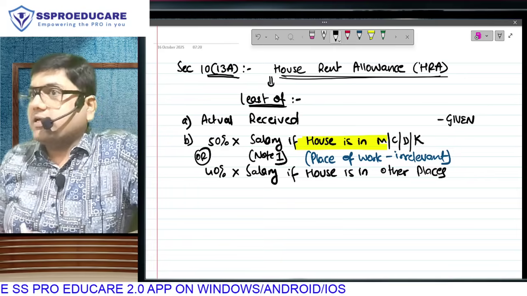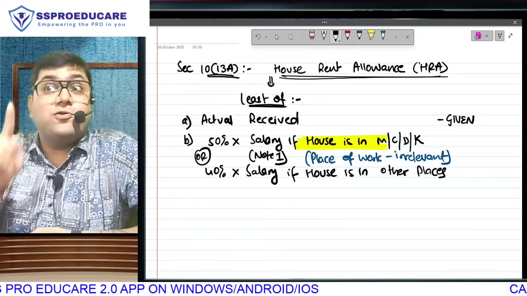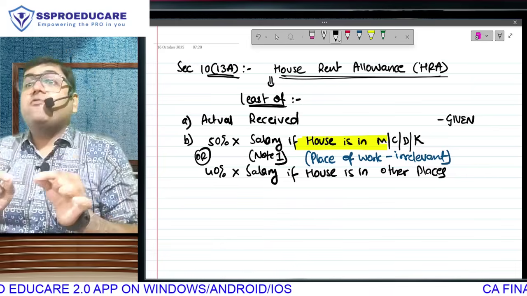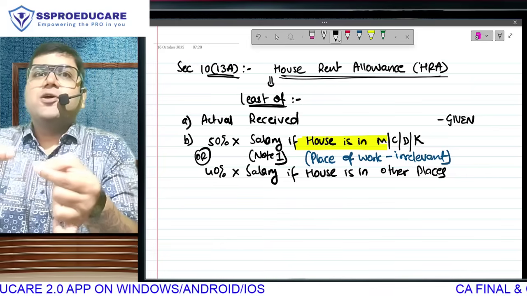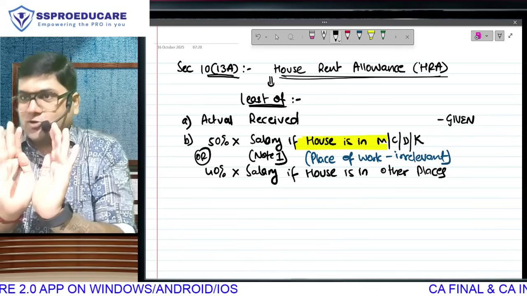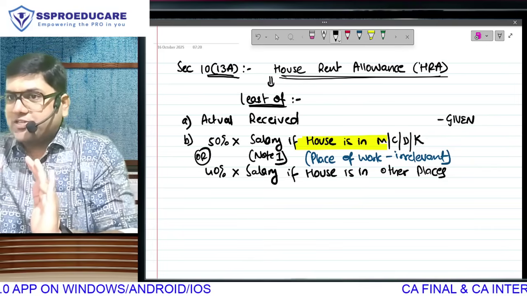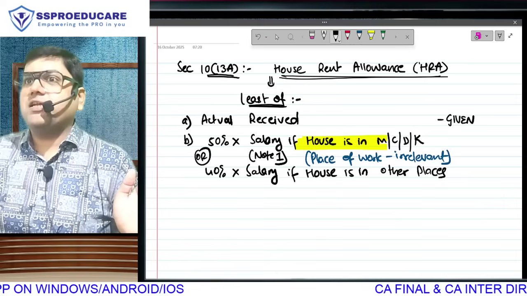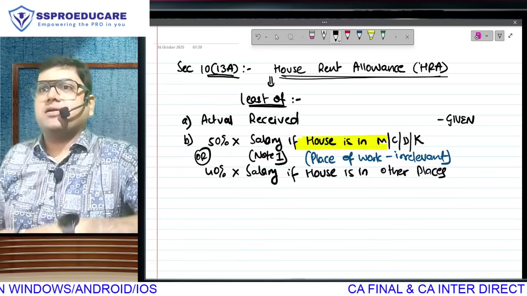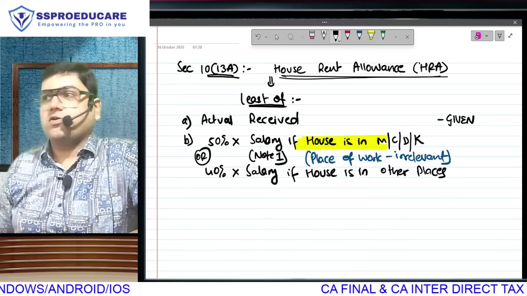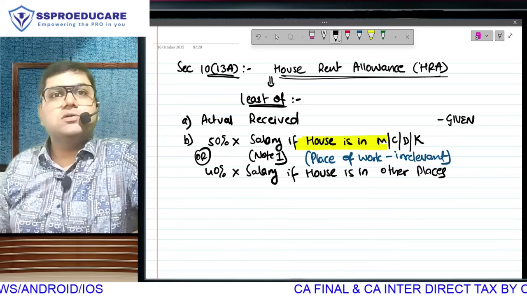Of course, I am telling you that you have to be careful. Look, the rule is simple. Where are you spending for rent? Based on where you are paying your rent. What is the logic behind this exemption? You are getting money in the form of HRA and it is going away in the form of rental expenditure. So where is that money being spent? That place will decide 50 or 40. So place of house. Is that clear?